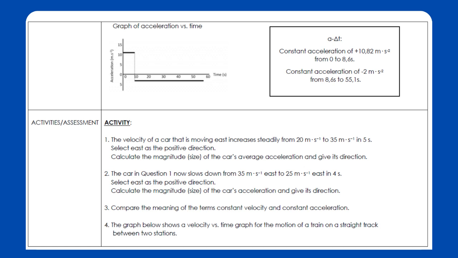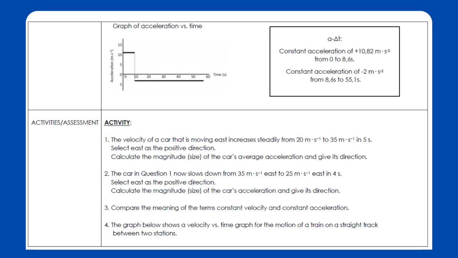Activity/assessment. Activity. 1. The velocity of a car that is moving east increases steadily from 20 m·s⁻¹ to 35 m·s⁻¹ in 5 s. Select east as the positive direction. Calculate the magnitude, size, of the car's average acceleration and give its direction. 2. The car in question 1 now slows down from 35 m·s⁻¹ east to 25 m·s⁻¹ east in 4 s. Select east as the positive direction. Calculate the magnitude, size, of the car's acceleration and give its direction.